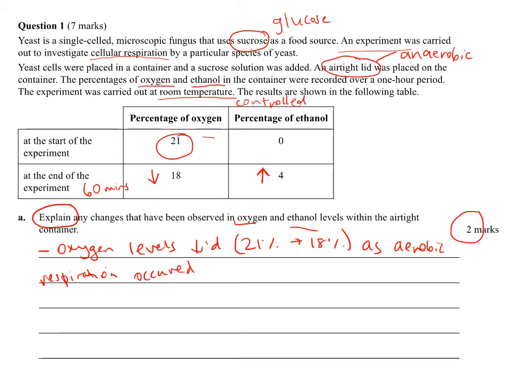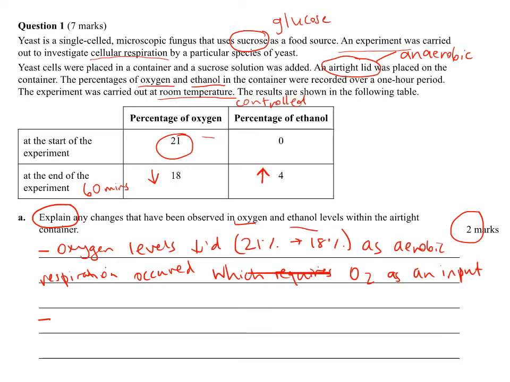And you'd need to explain why that means oxygen is being used. So aerobic respiration occurred, which requires oxygen as an input. Okay, so you're explaining why. You've mentioned aerobic respiration here.